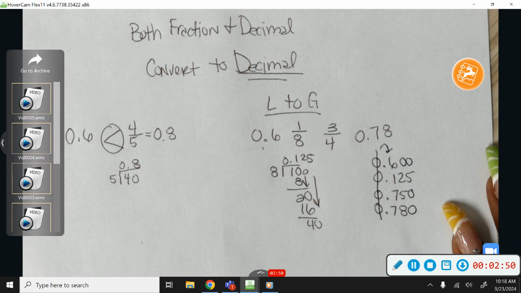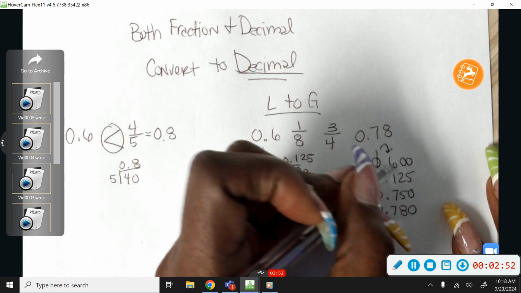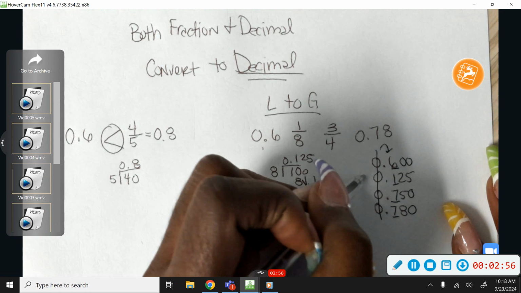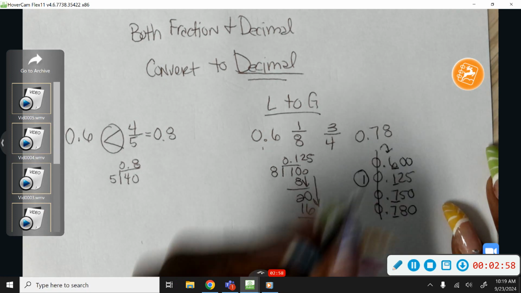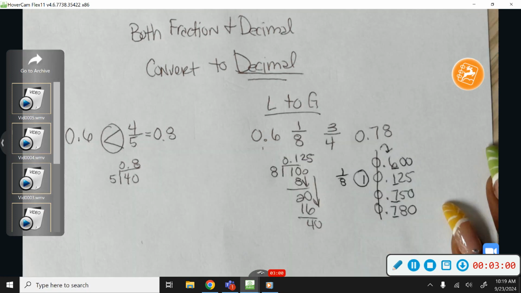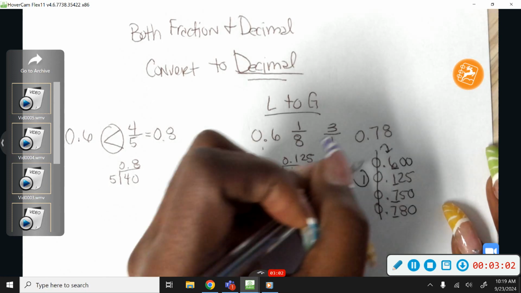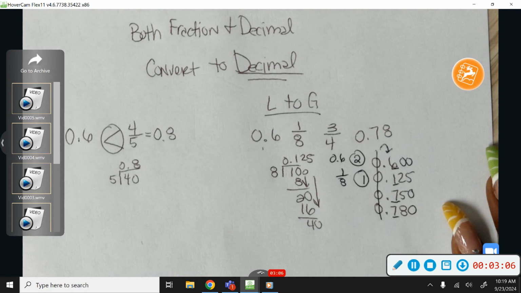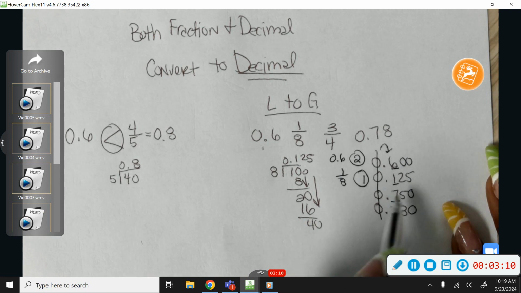We're going in order from least to greatest. So I have a 6, 1, 7, and a 7. So in this case, my 1 would go first. So 1/8 would be my first number. Then 2, 0.6 or 6/10. Now I have a problem.